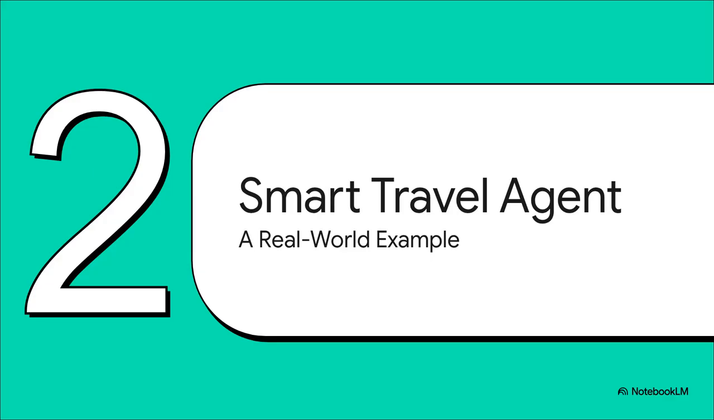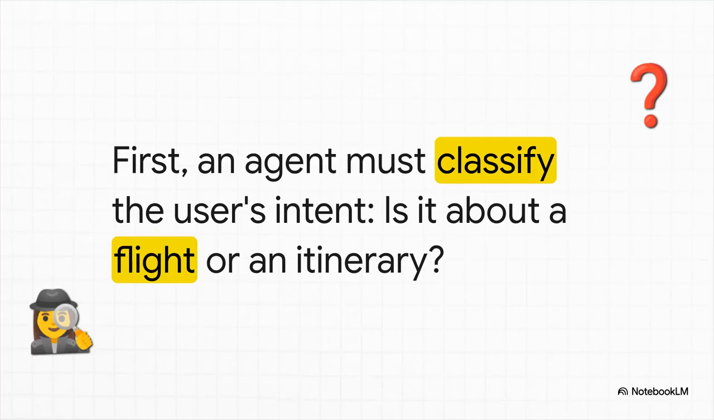Okay, theory is great, but let's actually see how this works. We're going to build a smart travel agent from scratch. The goal is for it to figure out if a user wants to book a flight or plan an itinerary, and then handle that specific request like a pro. Every good workflow has to start somewhere. For our travel agent, the first step is basically hiring a receptionist.